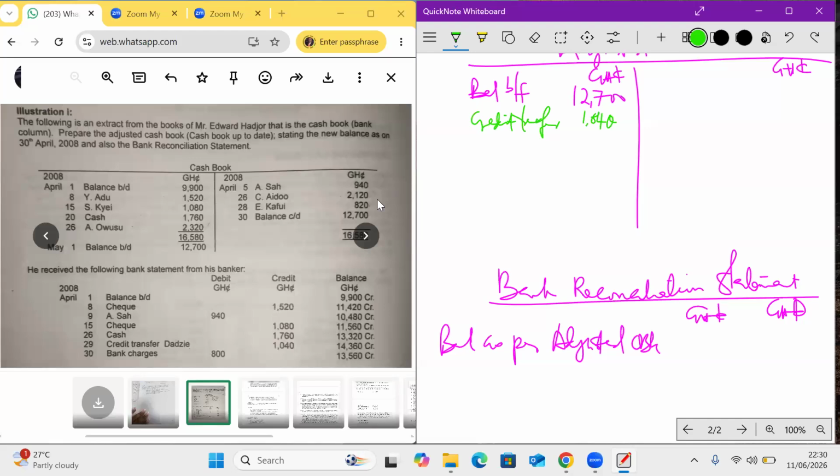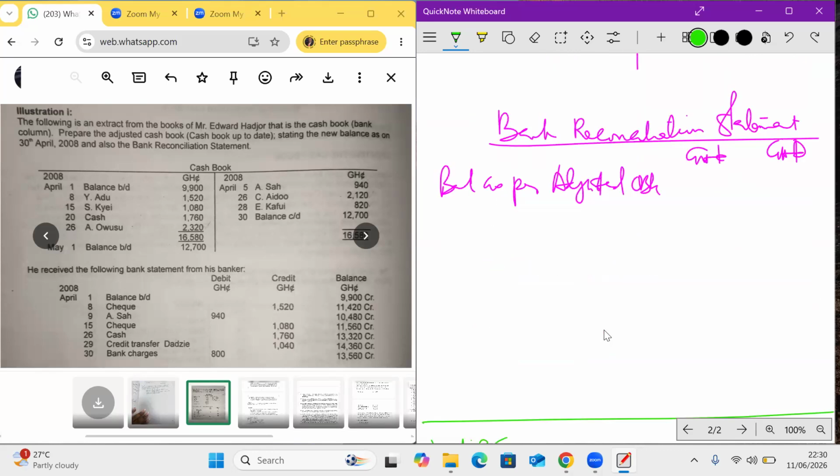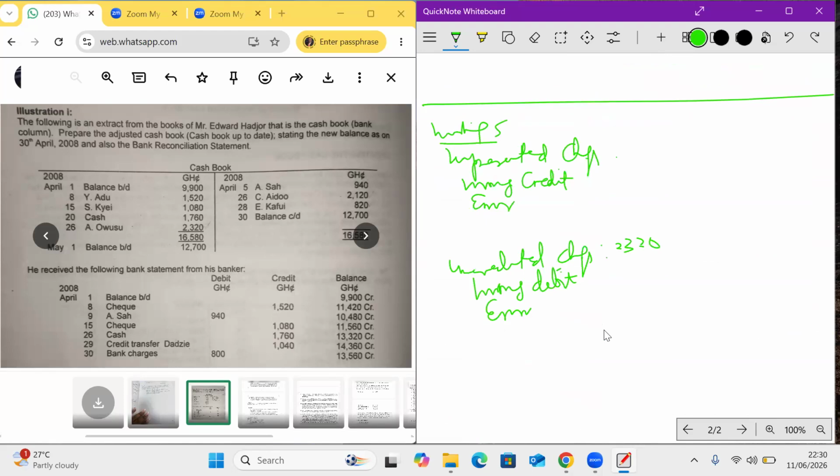So the issue is affecting the bank statement. So what do we use to correct the bank statement? The BRS. So it will go under unpresented. How much is it? 2,120.